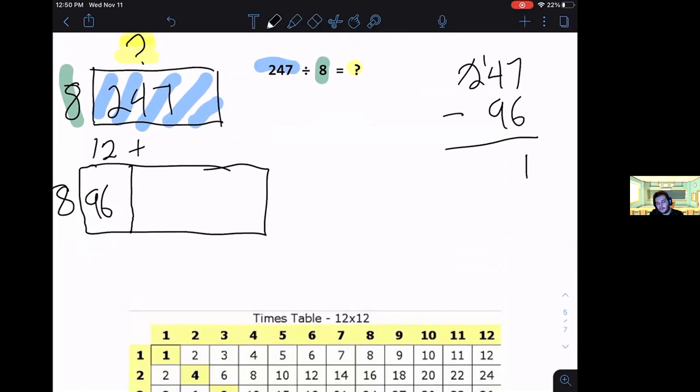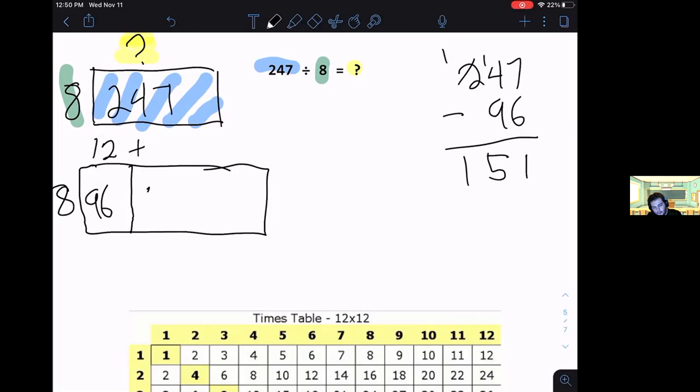And we do the necessary regrouping. 7 minus 6 is 1. 4 minus 9 can't be done, so I had to borrow from the 2. 14 minus 9 is 5. And we have the 1 left over. If you're looking at this really quickly, you see, ooh, let's do it again, because 96 goes in there.